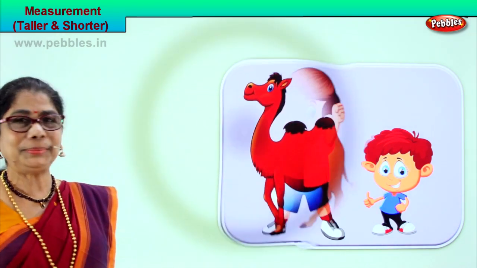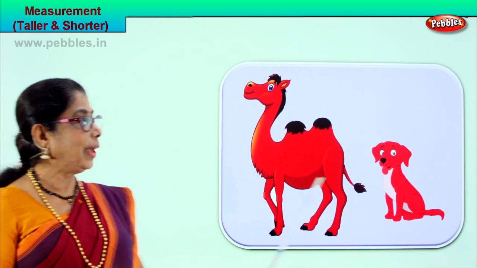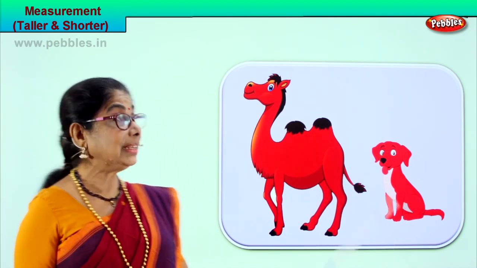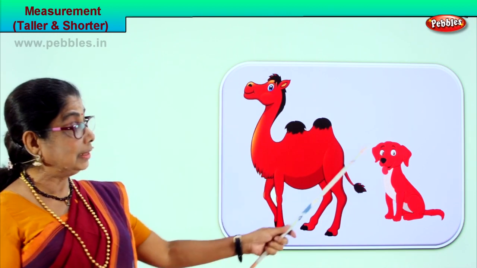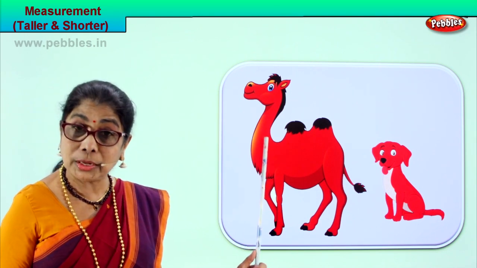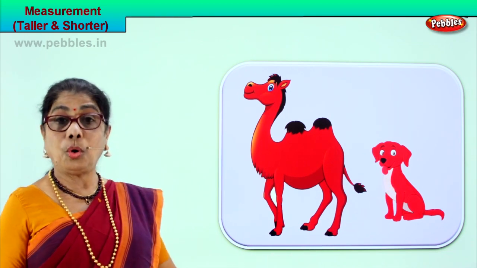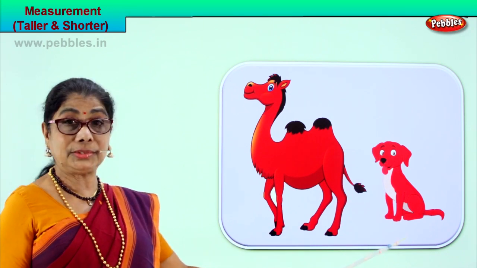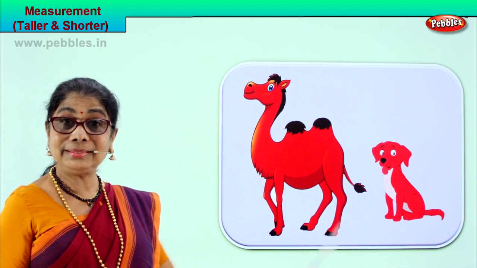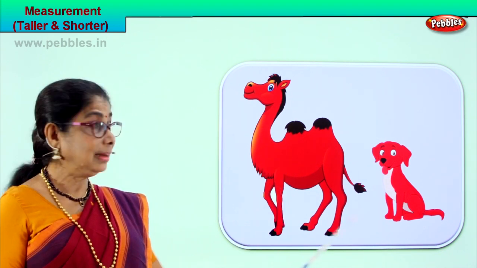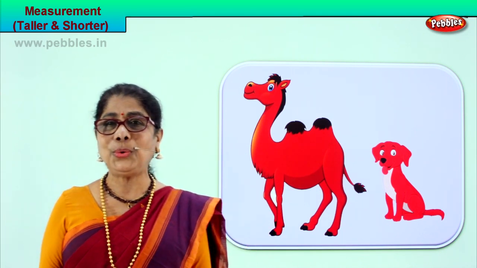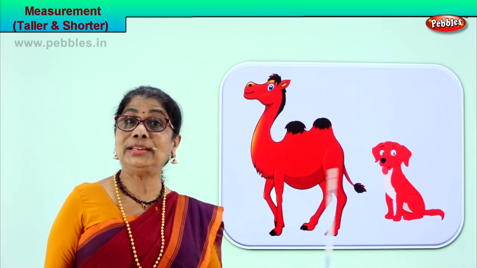Let's take another picture. Look what we have here. Look, we have two animals here. We have a camel and we have a dog. We say the camel is tall and we say the dog is short. What will we say? The camel is taller than the dog. Or we say the dog is shorter than the camel. Taller, shorter. Taller animal, shorter animal. Or shorter animal and taller animal. Now you know? Yes, the two measurements, taller, shorter.